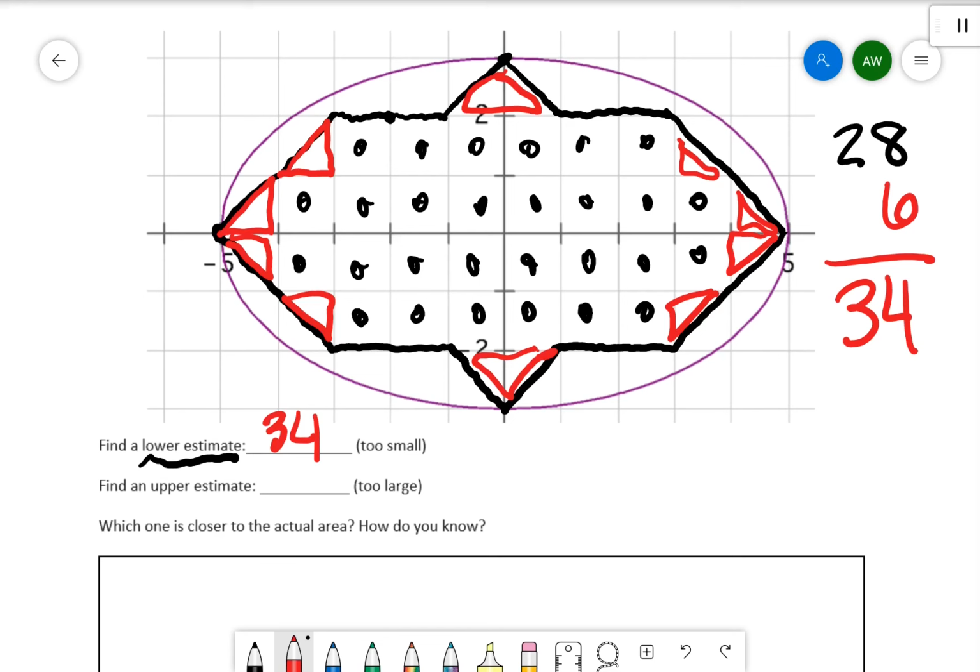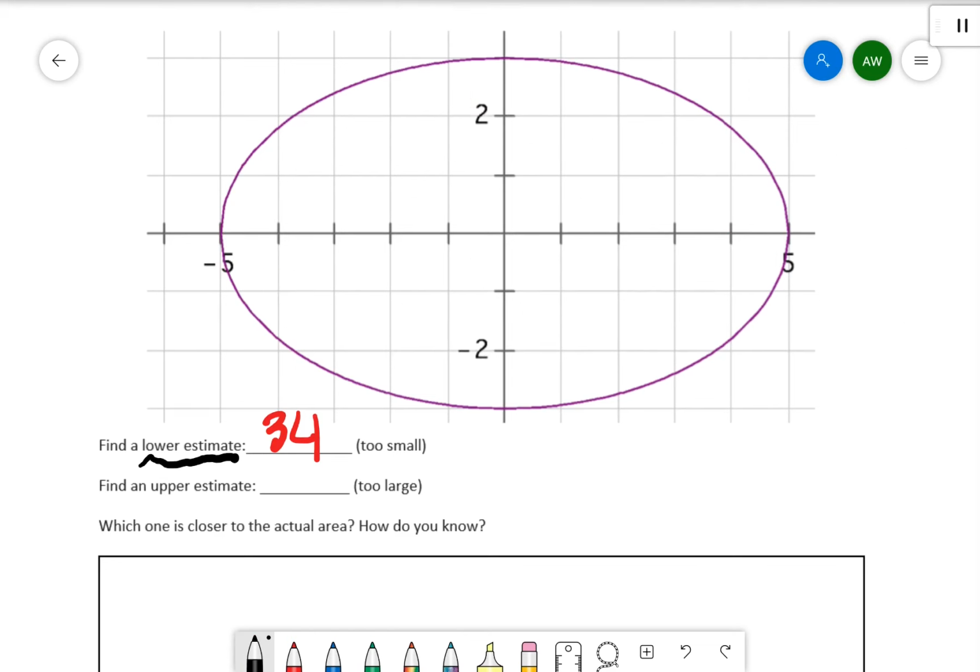Now let's try to find an upper estimate. I'm going to erase what I have and we're going to start over, but this time we're going to be working outside of our shape. So to find that upper estimate, we'll still make a polygonal area. We'll still make something that has whole and half squares only, but this time we'll be doing it outside of our shape instead of inside of our shape.